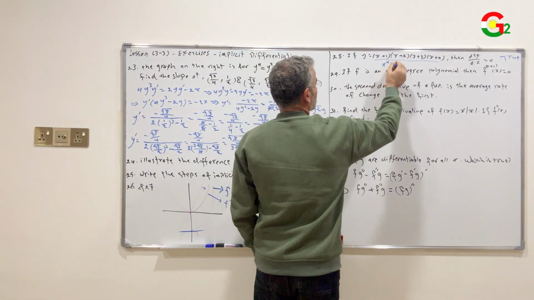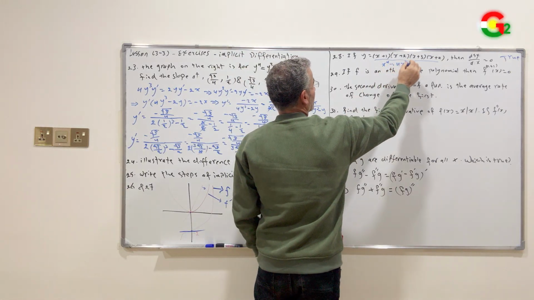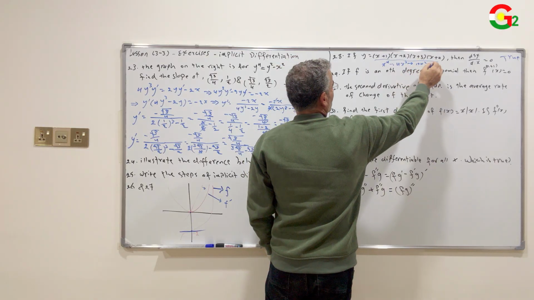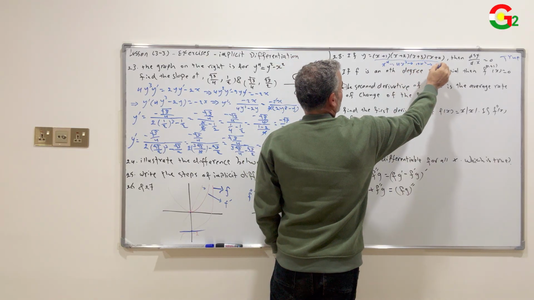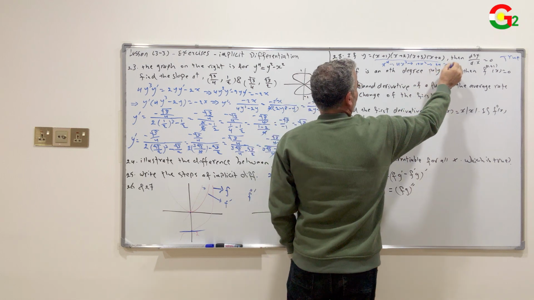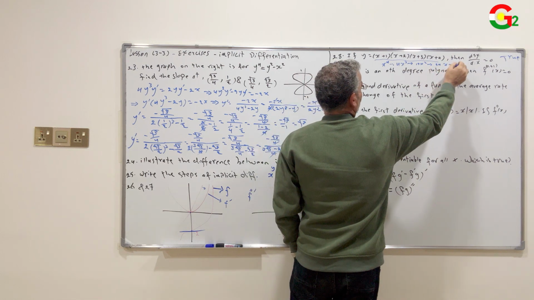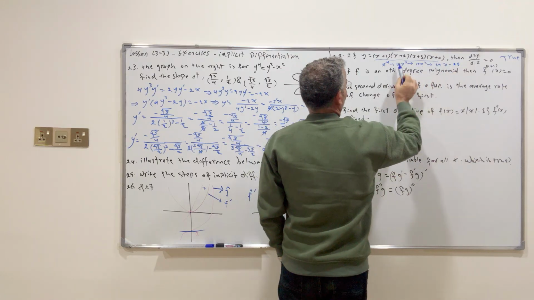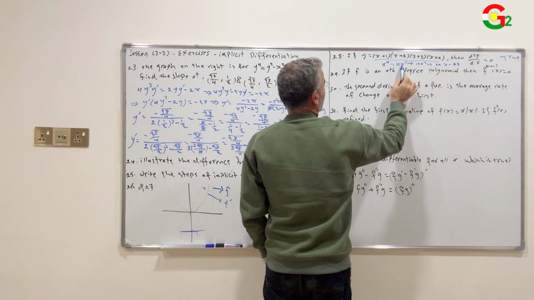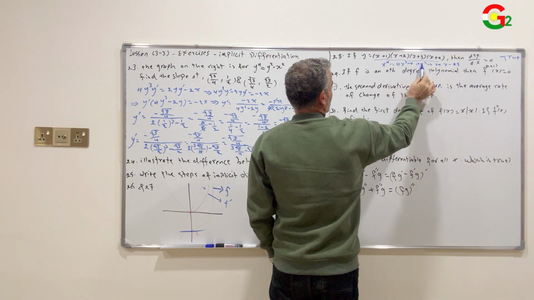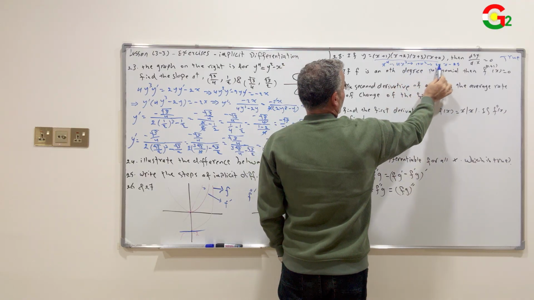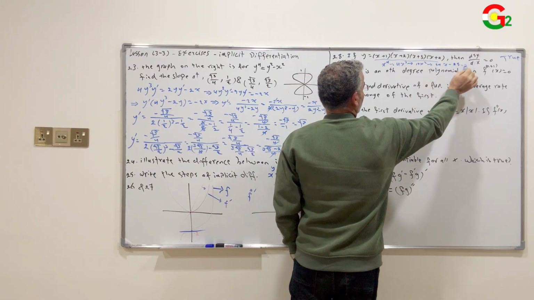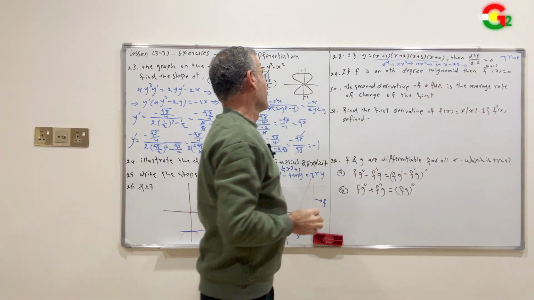The first derivative is 4x^3. The second is 12x^2. The third is 24x. The fourth is 24. And the fifth is 0.